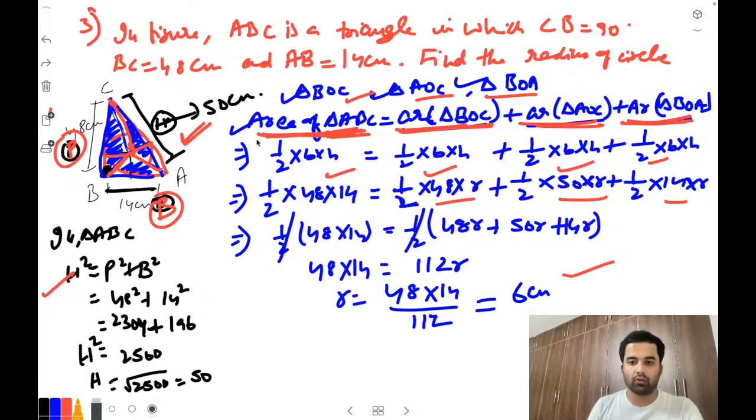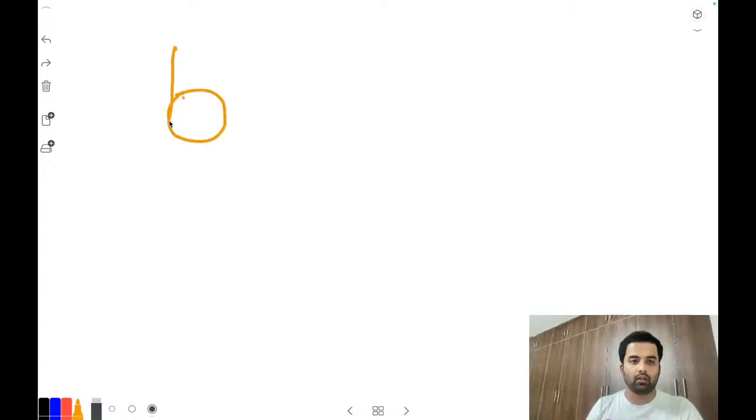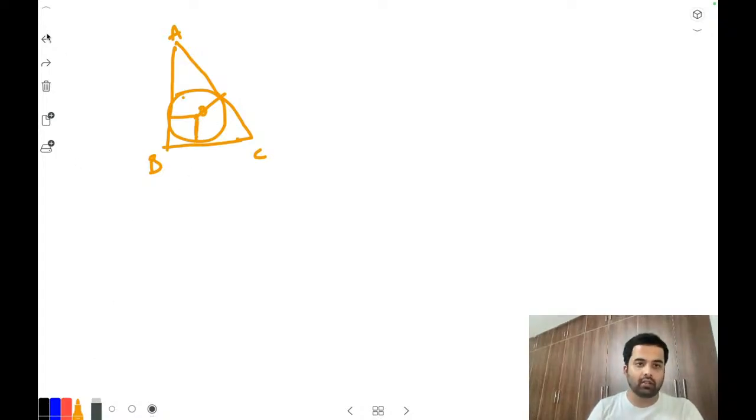See how we're going to do. Let me make a space. 48 and 14. Okay, fine. Let me draw it and let me make it a short one only. See, this value was A here, B here, and C here. Center is O.